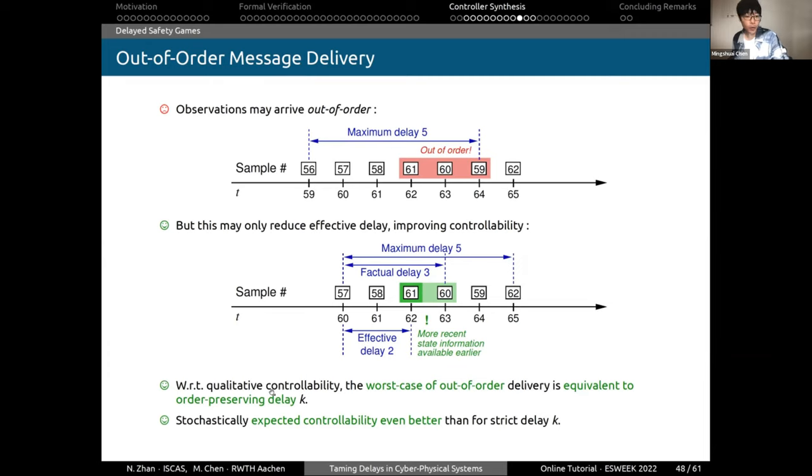And for future work, we plan to explore, let's say, stochastically expected controllability. And this would be even better because now we have more recent information and we can compute the expected controllability in a quantitative setting. And this will yield a better control strategy for the controller.